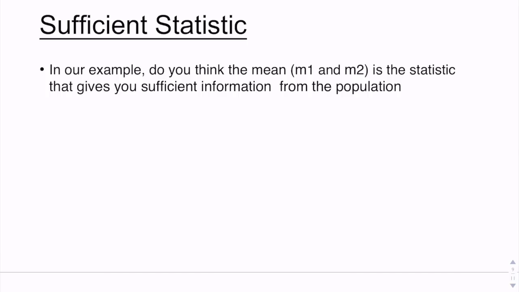Related to that is sufficient statistics. So let's go back to our example regarding M1 and M2, which were the means of the number of times that each student checks Instagram and Facebook, right? If you provide the means M1 and M2 as the statistic, that gives you sufficient information from the population. Then that means everything is right. So you don't need to know any other information about these two populations.